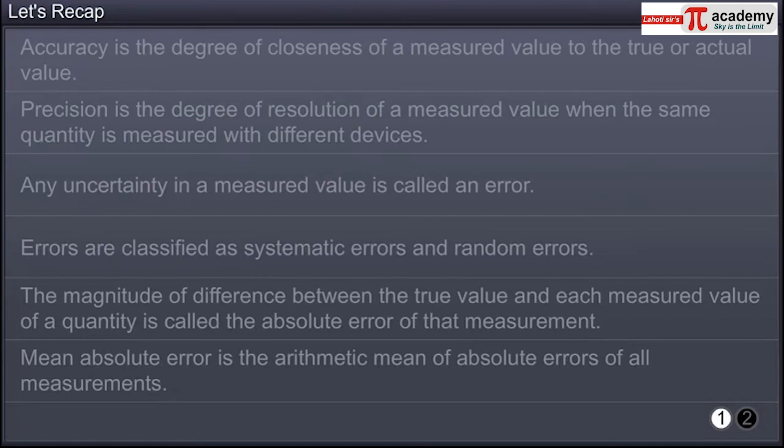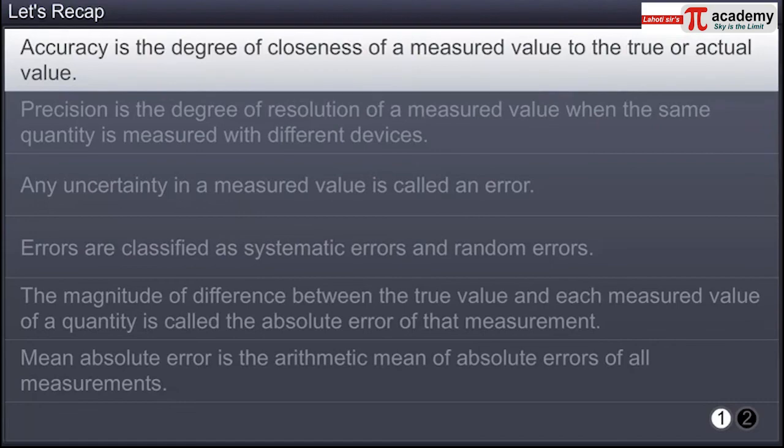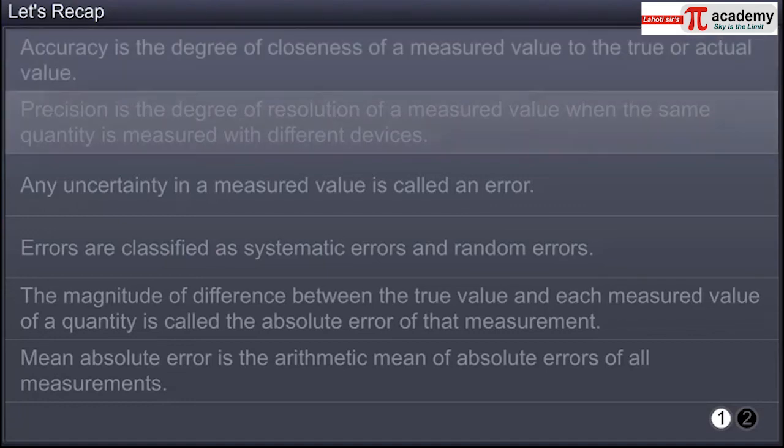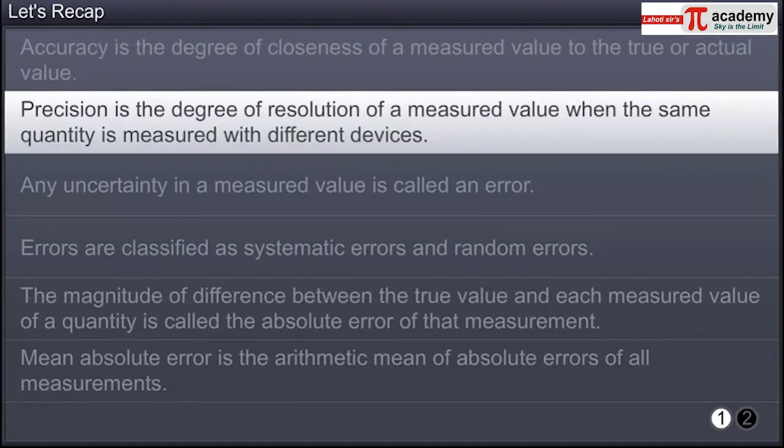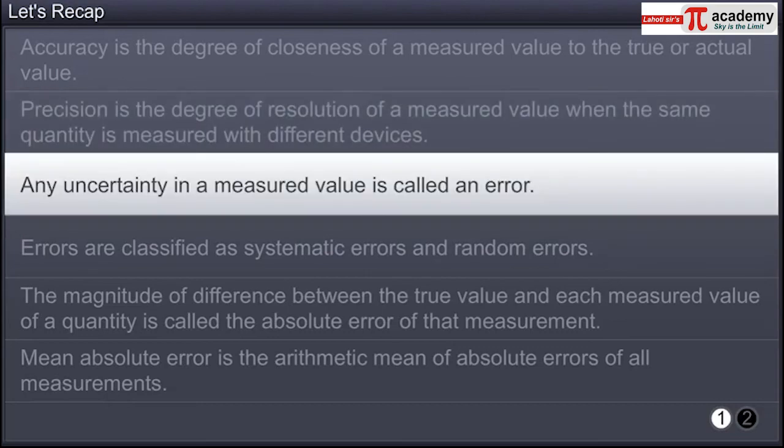You have now reached the end of this module. In this module, you learnt that accuracy is the degree of closeness of a measured value to the true or actual value. Precision is the degree of resolution of a measured value when the same quantity is measured with different devices. Any uncertainty in a measured value is called an error.